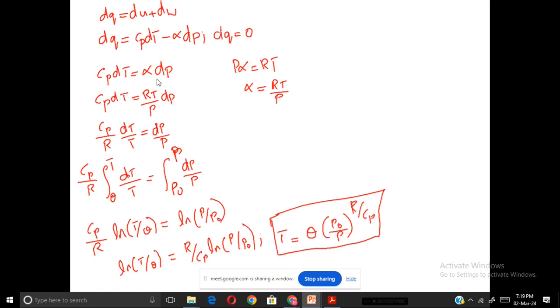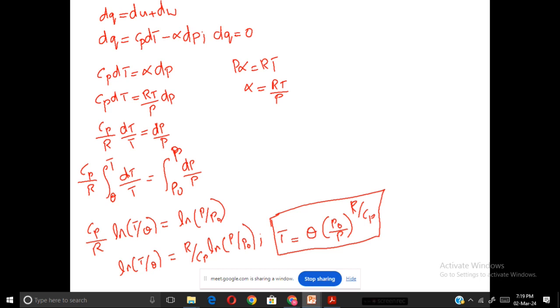So Cp dT will become alpha dP. From the ideal gas equation, P alpha is equal to RT, so alpha is substituted, which is RT by P. After substituting and integrating from theta to T in terms of temperature, and P0 to P in terms of pressure, finally we get the equation T is equal to theta (P0 by P) raised to R by Cp. So this is the equation for potential temperature.